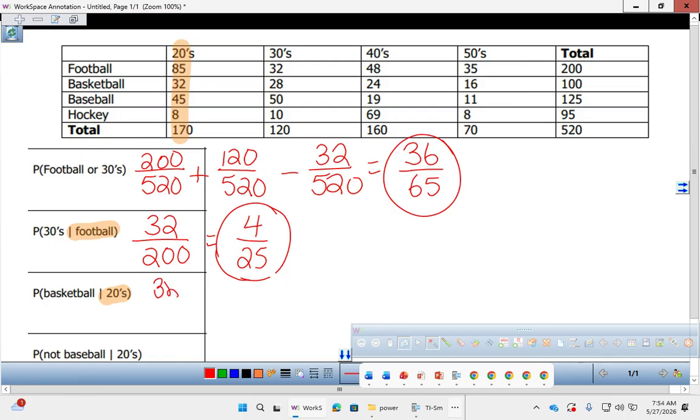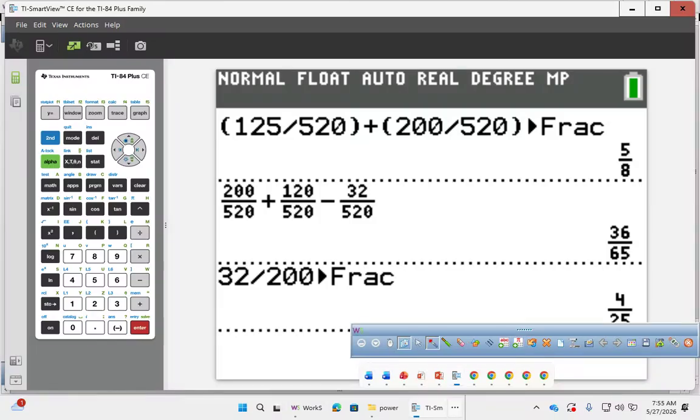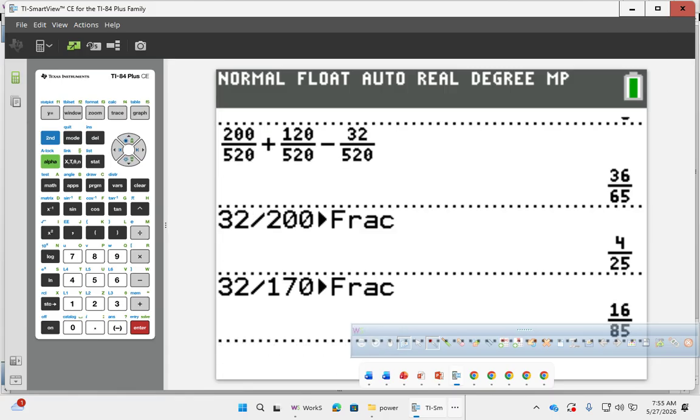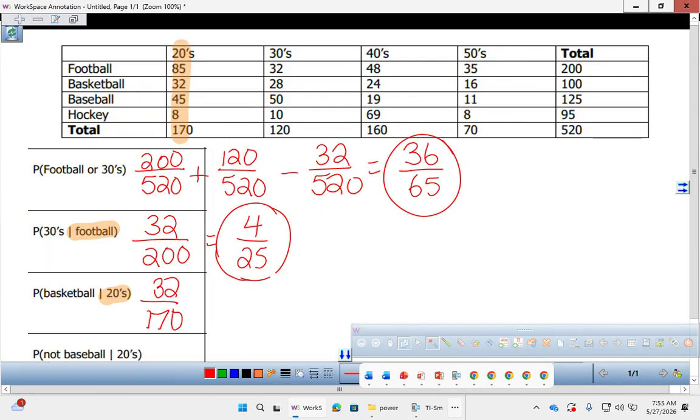But the total is not 520, and the total is not 200 either. I have to look at the total in this column. And the total in this column is 170. 32 divided by 170, math, enter, is 16 over 85.